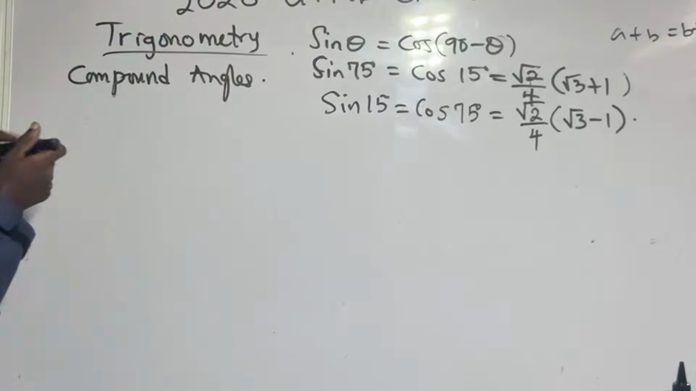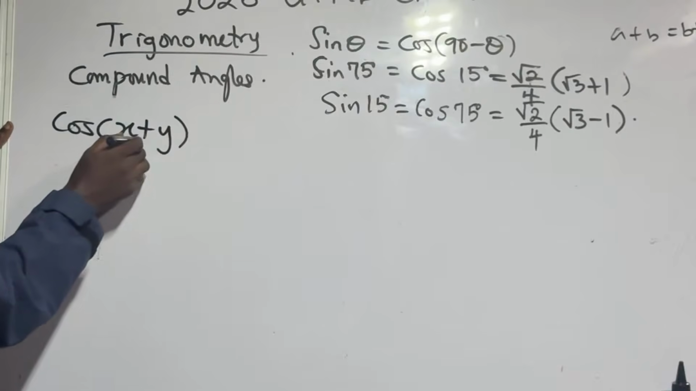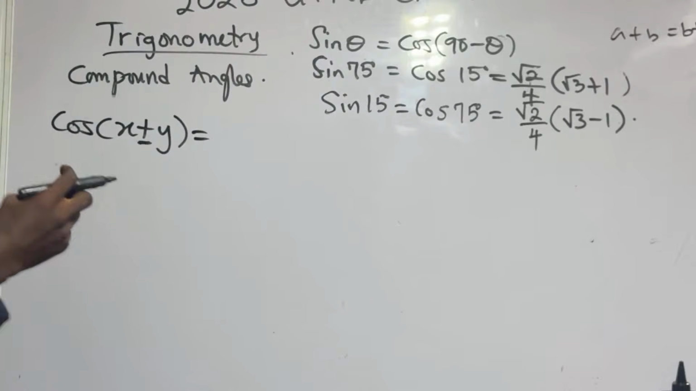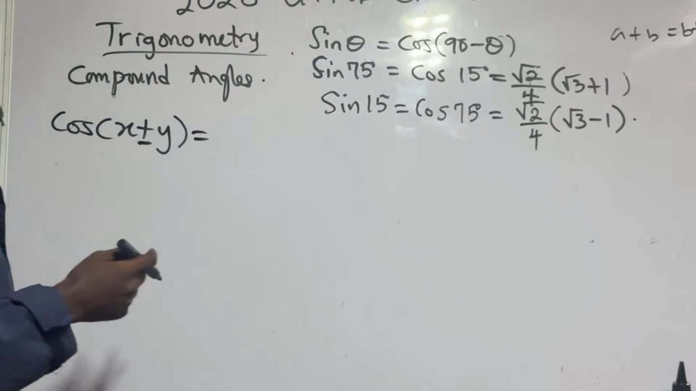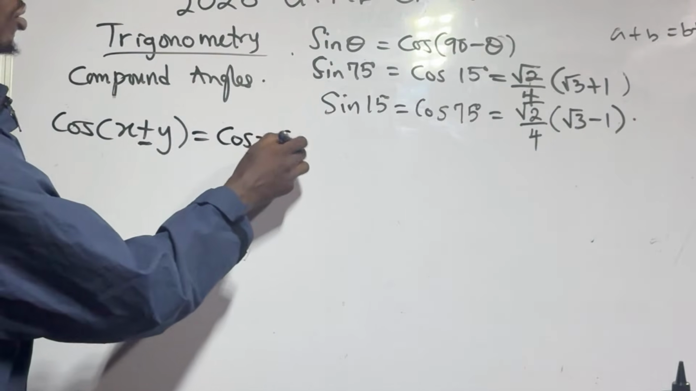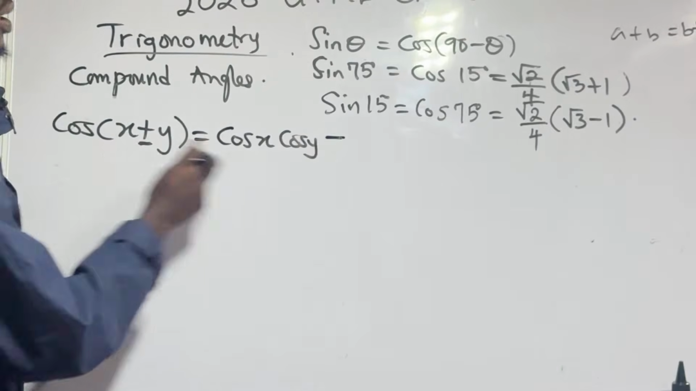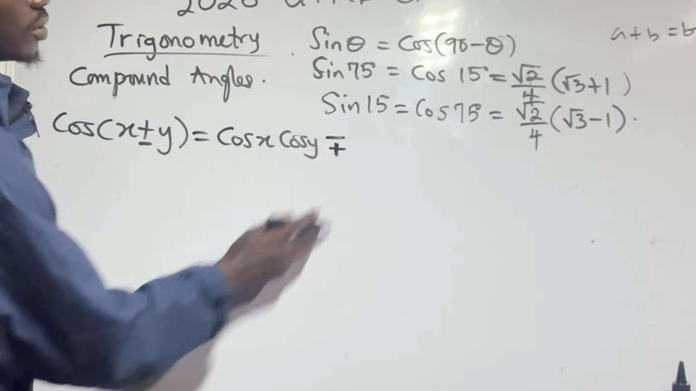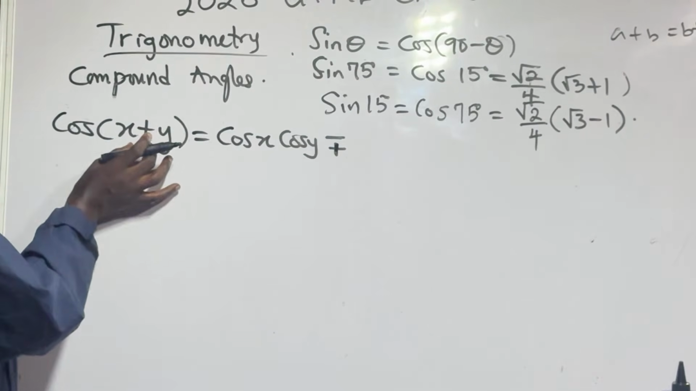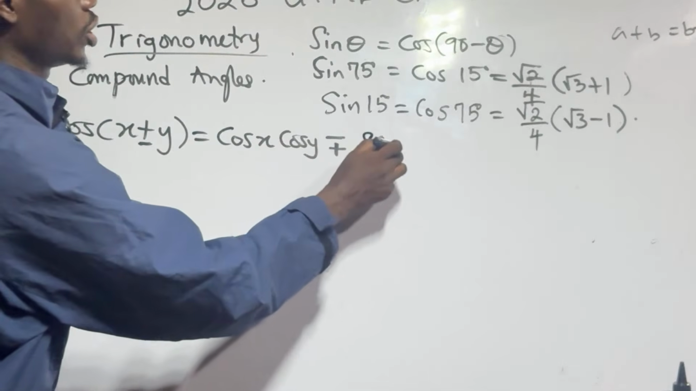So if it is cos of x plus or minus y, depending on what you have, for cos it should be cos cos, sine sine. So it is cos x cos y. If this is plus, this will be minus. If this is minus, this will then be what? Plus. Can I say I'm writing minus here first? But when this one is plus first, and when it is minus, this is what? Plus. Cos cos, sine sine.